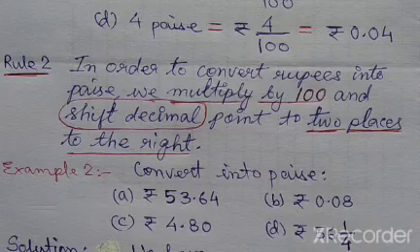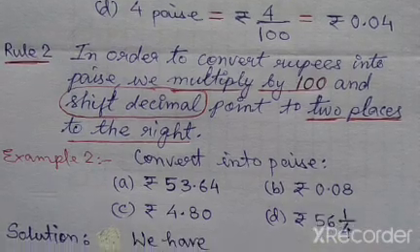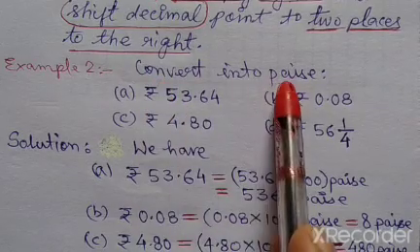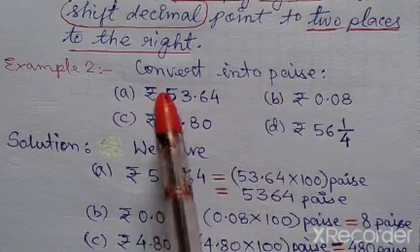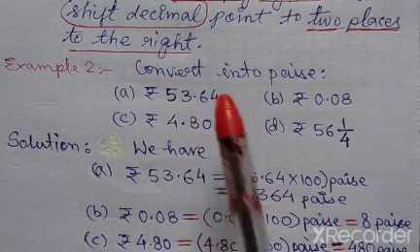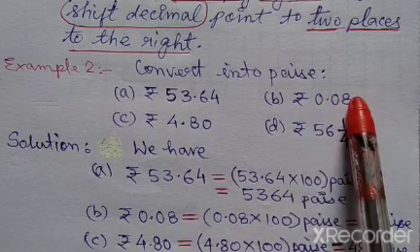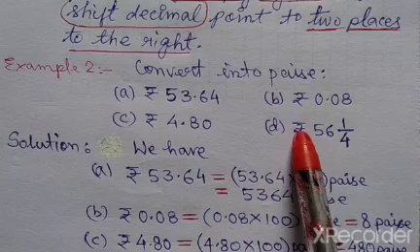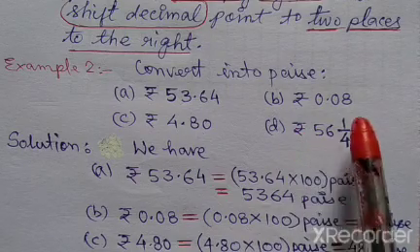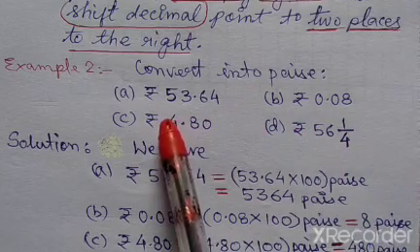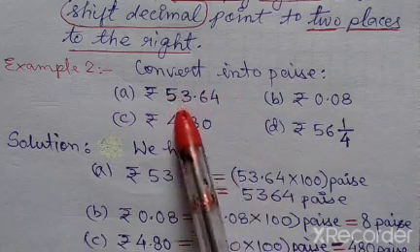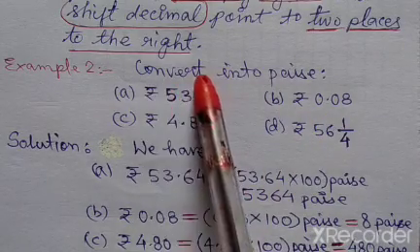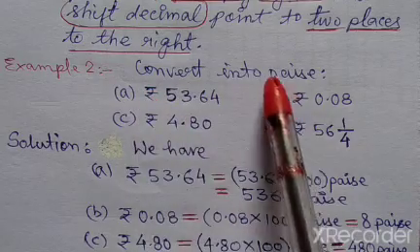Let us take one example to make you understand. Suppose children, just see on the screen, convert into paise. First question, rupees 53.64, then rupees 0.08, next rupees 4.80, and last, rupees 56 whole 1 by 4. Now look at the questions carefully. All the questions are given in rupees, and children, you have to convert each of the rupees into paise.